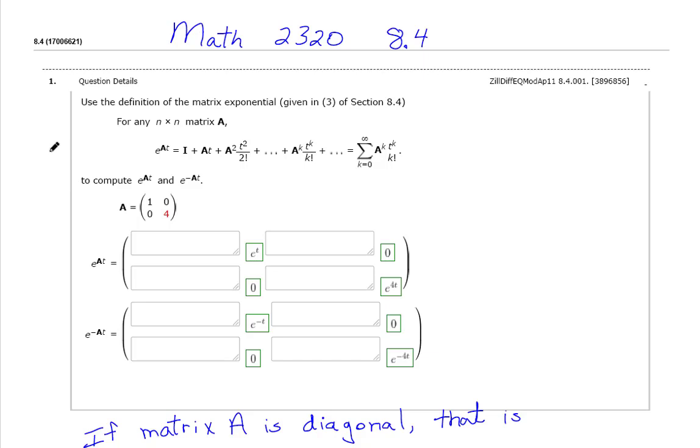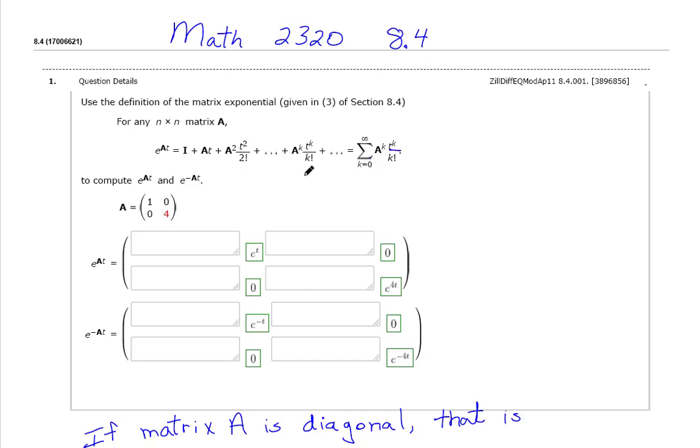So we are given a matrix A. Matrix A is a square matrix, n by n. And we can define e raised to the matrix A times t as essentially a power series, just as we would if we had e to the x as a power series. But in this case, e to the At is the identity matrix plus At, and then powers of A squared, A cubed, A to the k, and we have this infinite sum.